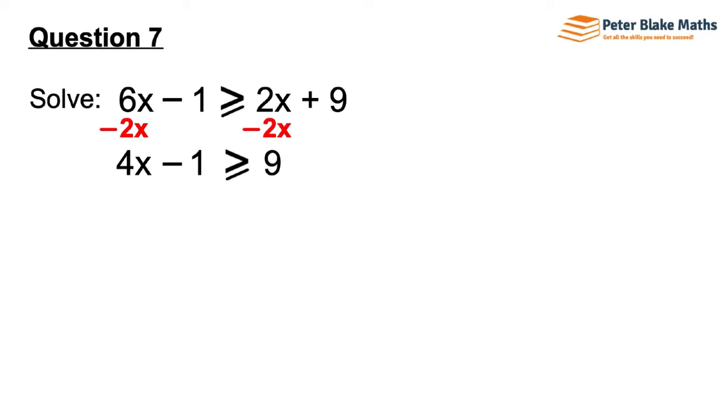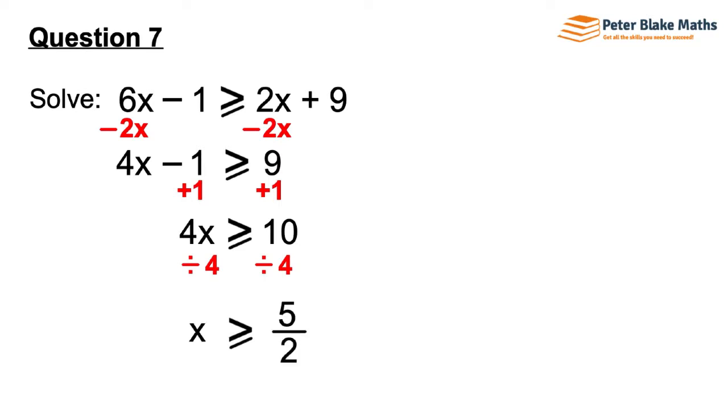We want to move the minus 1 by plussing 1 both sides, leaving us with 4x on the left hand side because the minus 1 and the plus 1 cancelled out. We've got a greater than or equal to sign, and 9 plus 1 is 10. We're then trying to get x on its own, so we move the 4 that's multiplying, so we're going to divide by 4. We're going to do the opposite of both sides there. So on the left hand side, we're left with x is greater than or equal to 5 over 2.